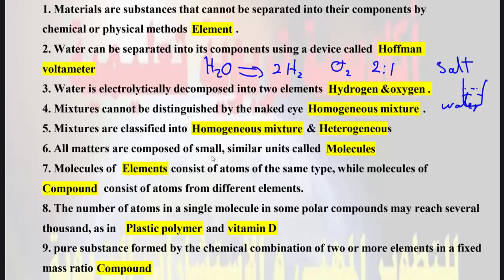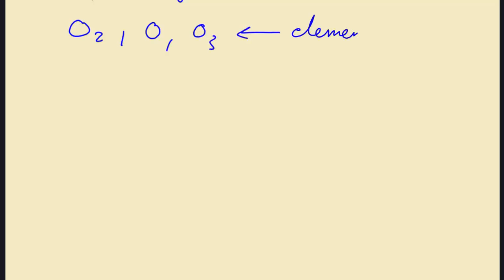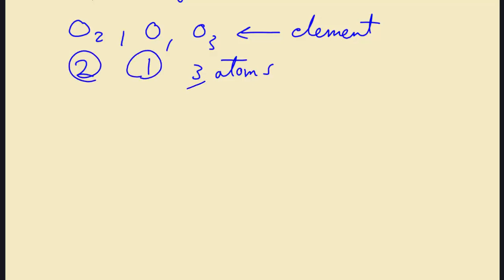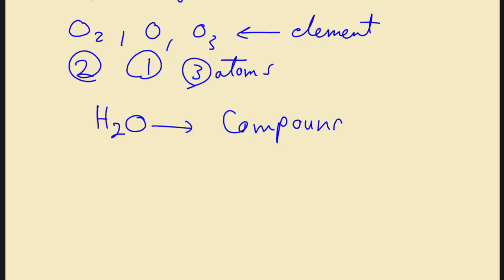Number 6, all matter is composed of small similar units called molecules. The molecule of an element consists of the same type of atoms, while the molecule of a compound consists of different types. Here, O2, O3, and O are all oxygen. They are elements, consisting of the same type of atom, the oxygen atom. While H2O consists of 2 hydrogen and 1 oxygen, different types of atoms.